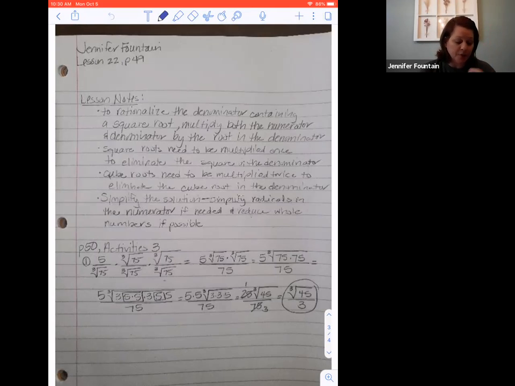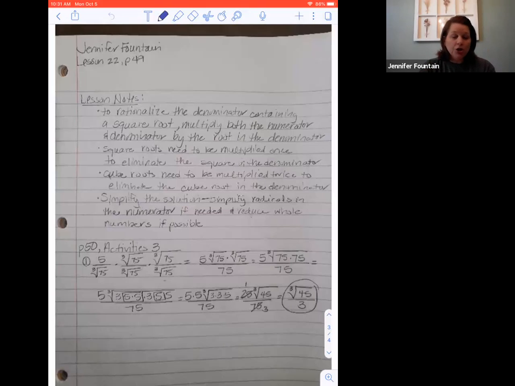4 times, okay? So kind of seeing that pattern. And then the last step I put was simplify the solution, simplify radicals in the numerator if needed, and reduce whole numbers if possible. So sometimes it's going to be directly information that's printed in the textbook. Sometimes I tell you things when I'm teaching the lesson and I'll say, hey, be sure to add this in there. So I'll try to be much more careful about that as we're going through these things to make sure you know what's going to be the most important information to write in your lesson notes, okay?